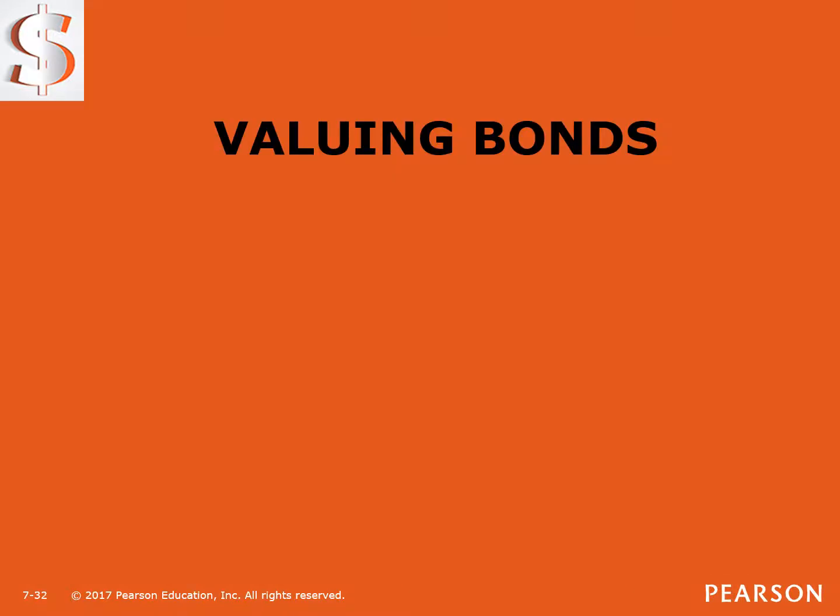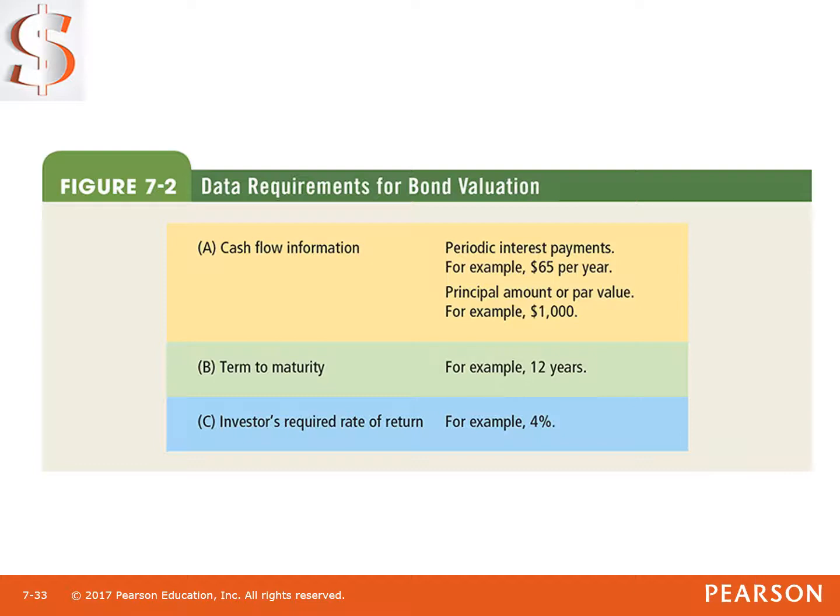So let's look at valuing a bond. Remember, when it comes to these three items, to value a bond, the first thing we need to define is the cash flow. And there's going to be two separate cash flows from a bond. The first is an interest component. So the investor will receive interest annually or semi-annually. So in our example here, it says on this bond, they're going to receive $65 a year.